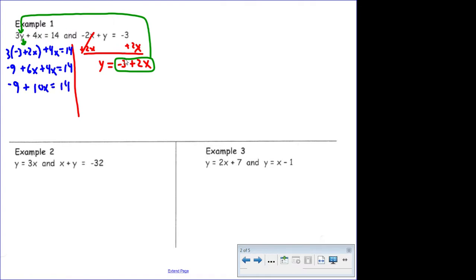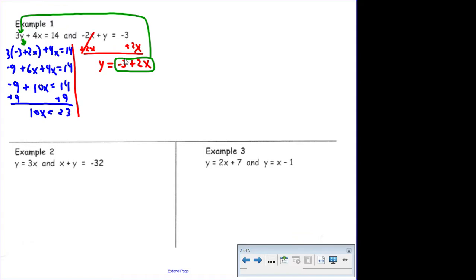Give me the next line, Gunner. 10x equals 23. Do you guys know how he got 23? He added the 9 to both sides. Do I need to write down plus 9 plus 9? If you're a good solver, you do not need to write that down. You can just go straight to 10x equals 23. And then what should I do?